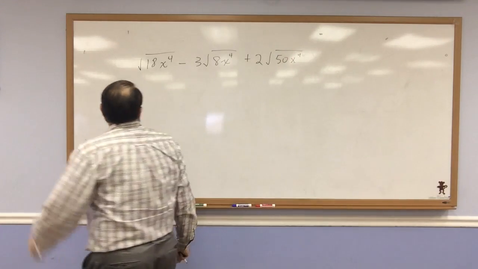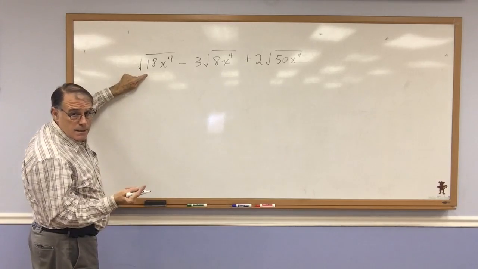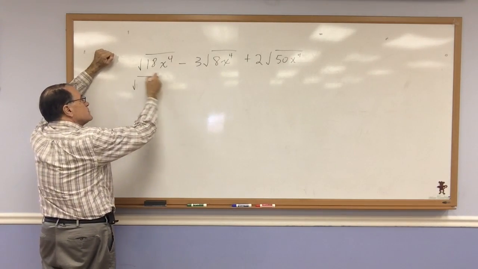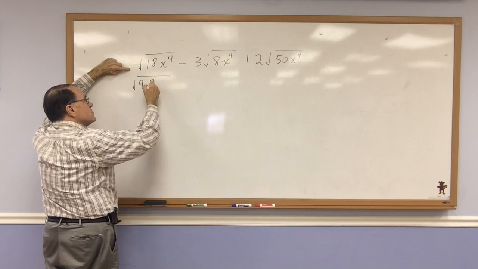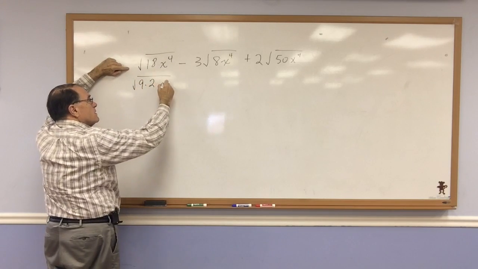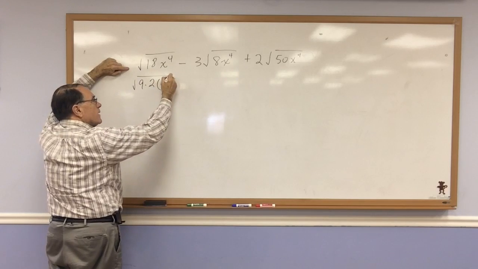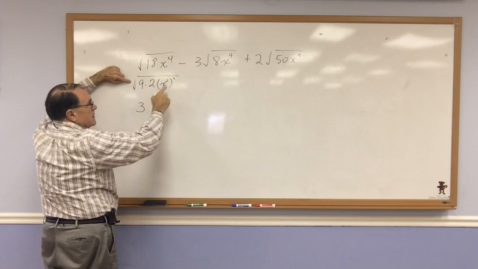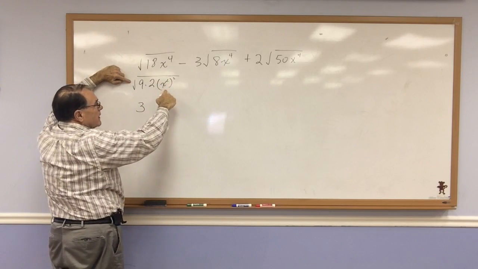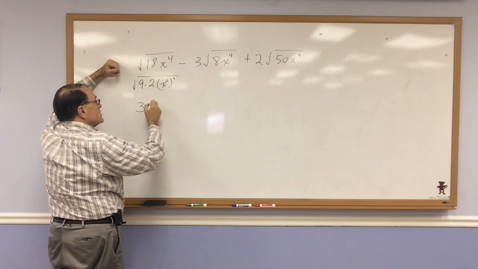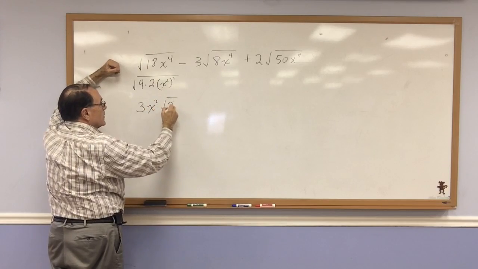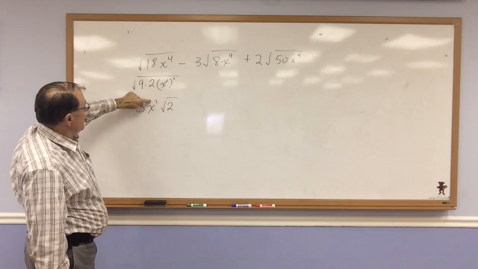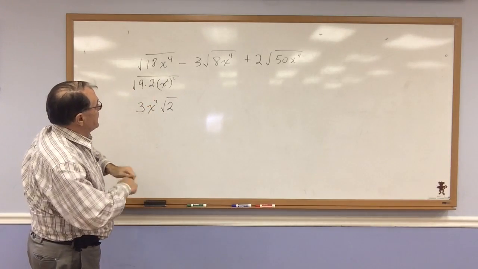All right. Well, 18 is 9 times 2. Root 9 is 3. Let me just write this out here. So that's 9 times 2. x to the 4th is x squared squared. So the square root of 9 would be 3. The square root of x squared squared would be x squared. I'm left with the square root of 2. x squared times the square root of 2.